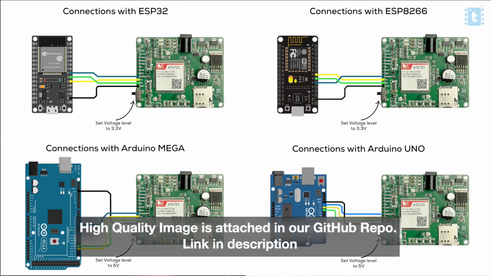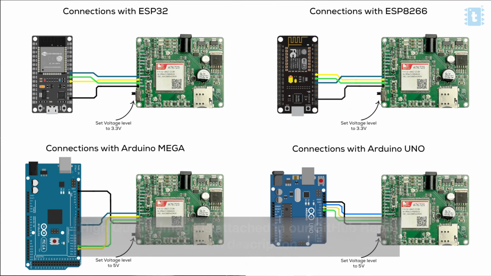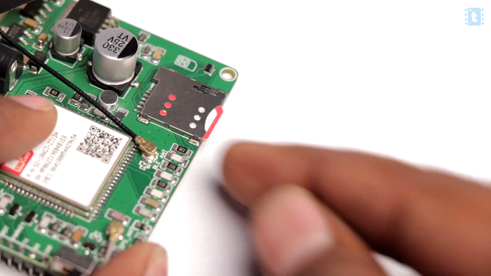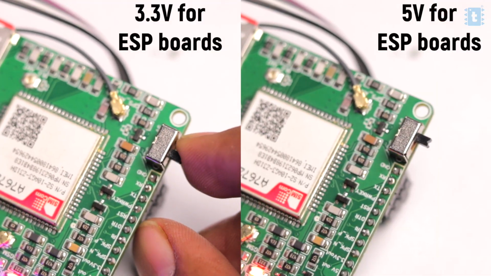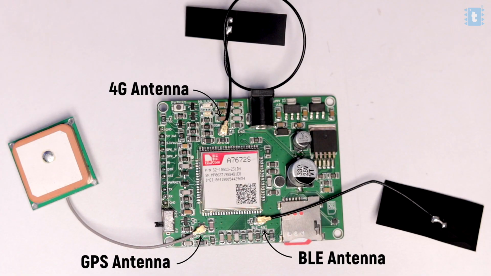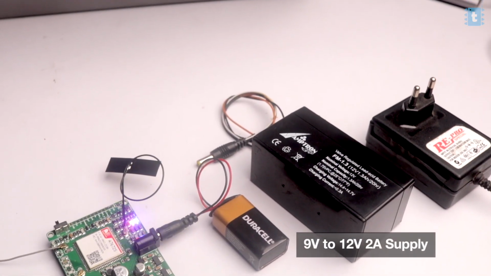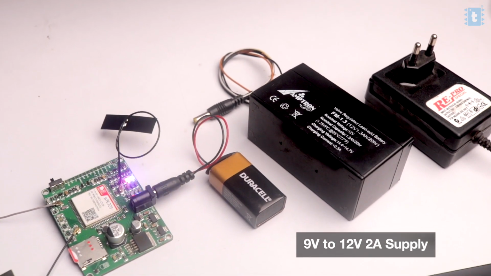So let's get started. Before moving ahead with the code part, make sure the 4G module is connected properly with the microcontroller board of your choice. The SIM card is inserted in the correct position. The voltage level switch is at the right position. All the antennas are connected to the respective slots. And the module is powered up properly with a 9 volt to 12 volt 2 ampere power supply.